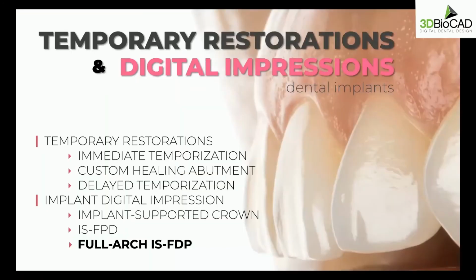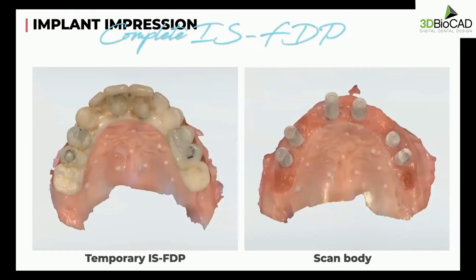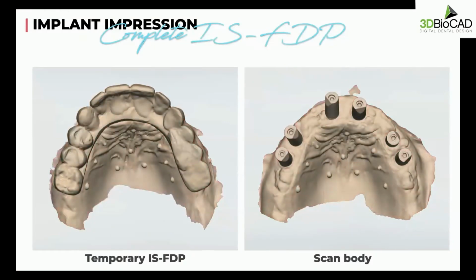So finally, let's talk about full arch implant-supported FDP digital impressions. If you look at the picture on the top, that's the immediate temporary restoration that we delivered when we placed the implants. And if you look at the bottom, I place scan bodies on the implants and do the intraoral scan. So it's actually quite similar to the previous scans that I do.